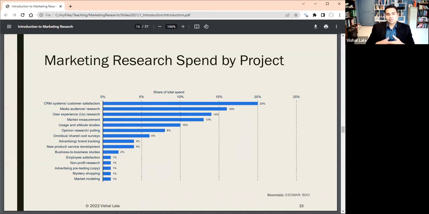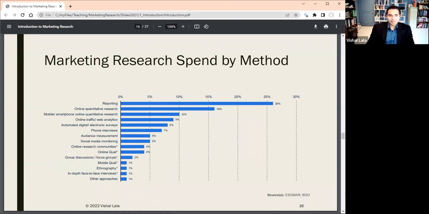In terms of the kinds of projects that spending is happening on, we're seeing a lot of spending in terms of share. Most of it is happening in the areas of customer satisfaction and media research. Lastly, based on method, much of the research spend is going towards reporting. And then there's, of course, online quantitative research and so on.